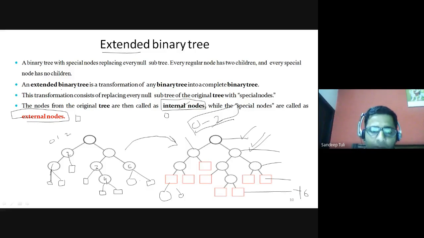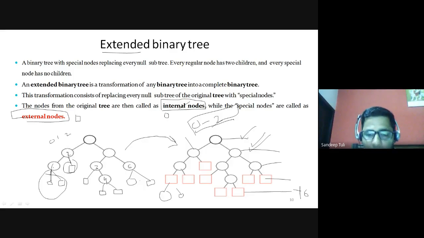A binary tree, now we can come to the definition. Now I am reading the definition. The binary tree with special nodes replacing every null subtree. Okay, every null subtree. It means this is a null subtree, there is no subtree below it. Okay, every regular node has 2 children. Regular means original nodes, has 2 children, and every special node has no children. So the node that you are adding must have 0 children.